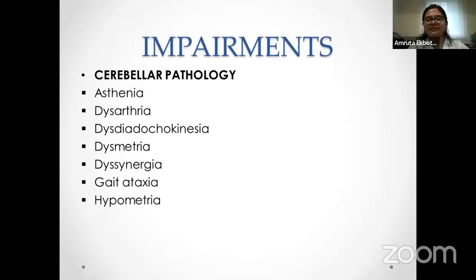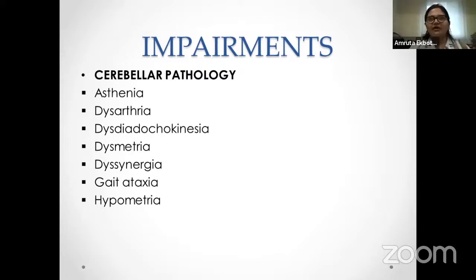First is the cerebellar pathology. So if the cerebellum is affected, then the incoordinated movements that are seen are asthenia, dysarthria, dysdiadochokinesia, dysmetria, dysynergia, gait ataxia, and hypometria. So asthenia is basically a generalized weakness of the muscle. Dysarthria is a disorder of speech, wherein there is a problem with the motor part of the speech, that is the articulation of the speech.